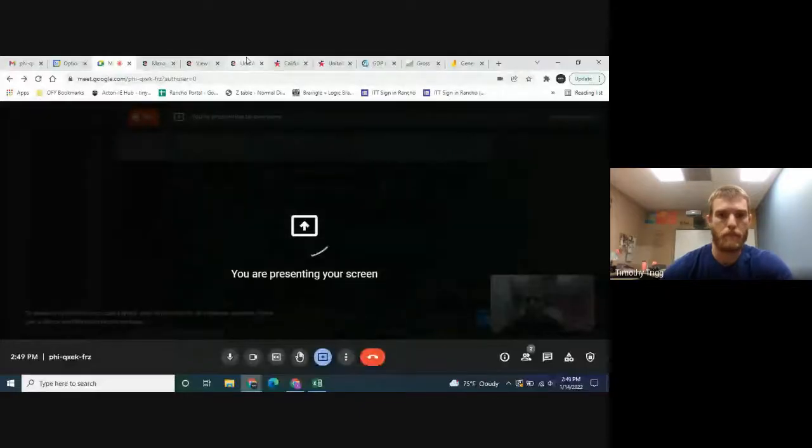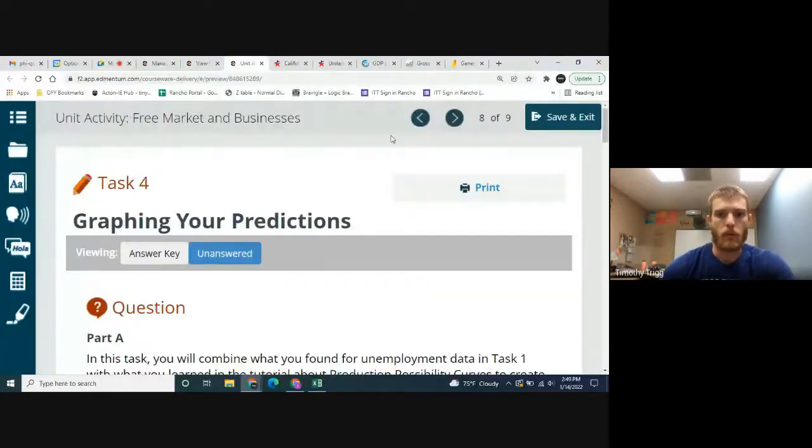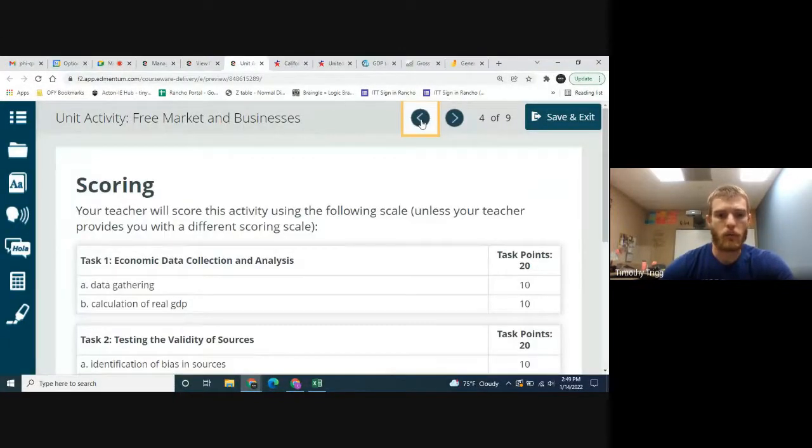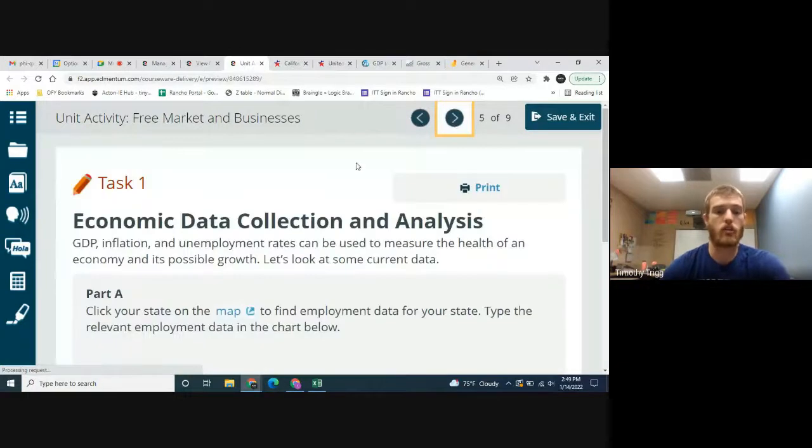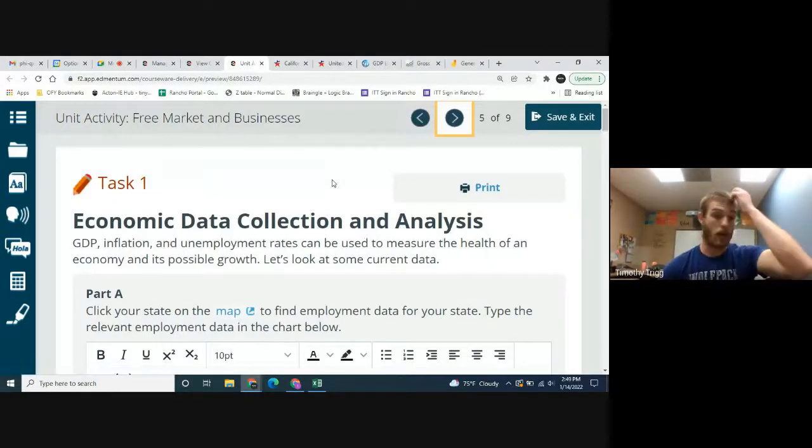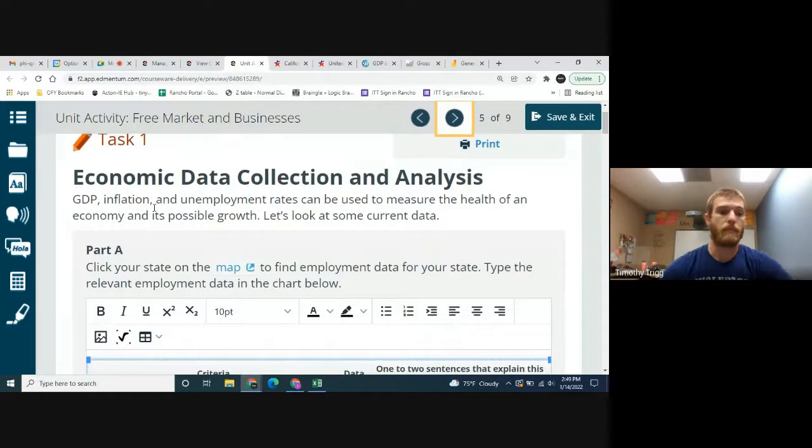So open up that activity and go ahead and get started. Let me share my screen here and we'll take a look at that. Okay, so first let's go to where we start answering the questions, and that starts on page 5. So you can just skip ahead to page 5.